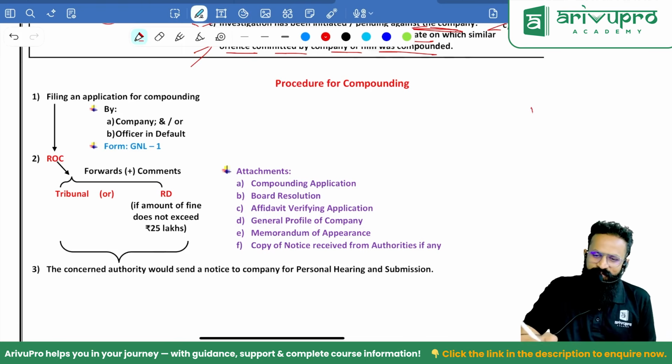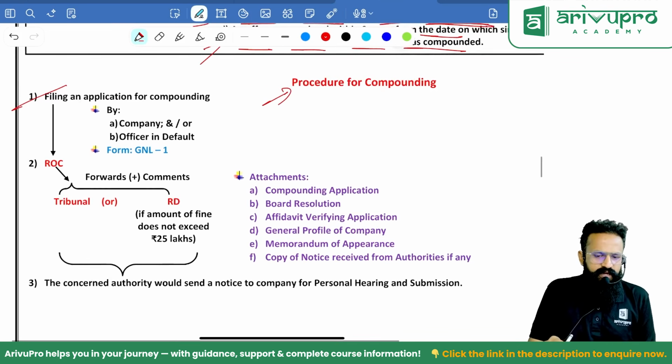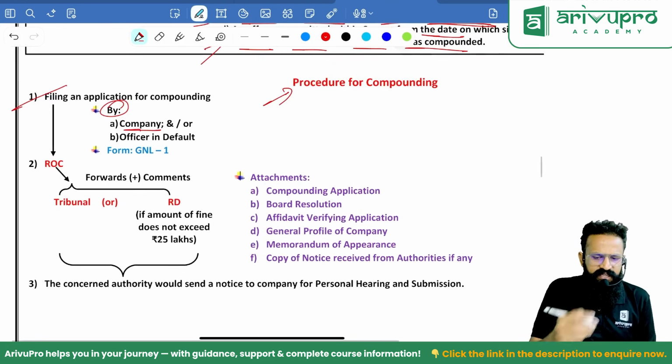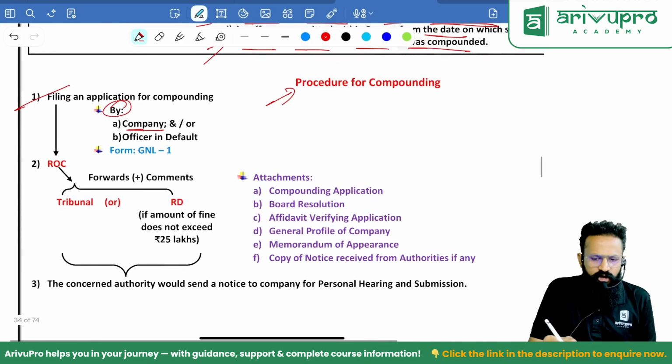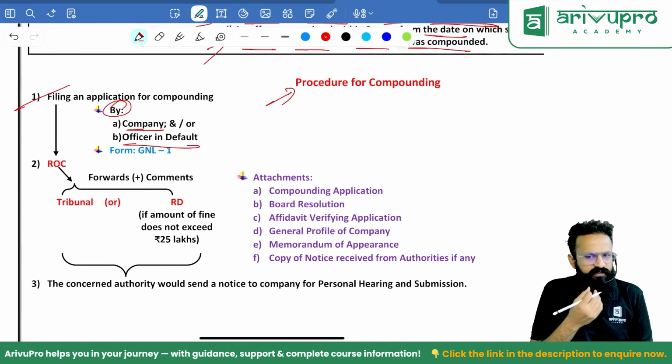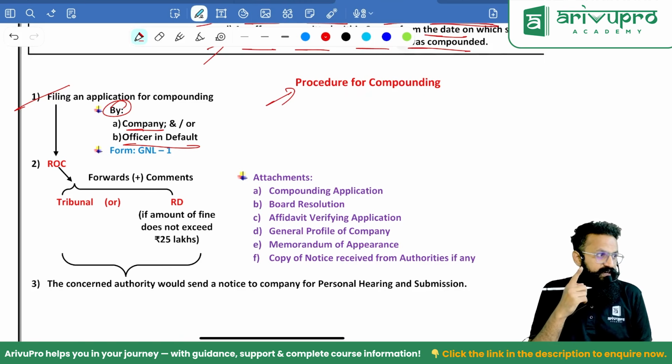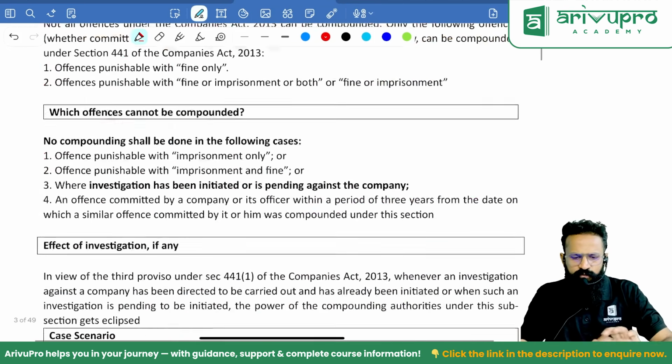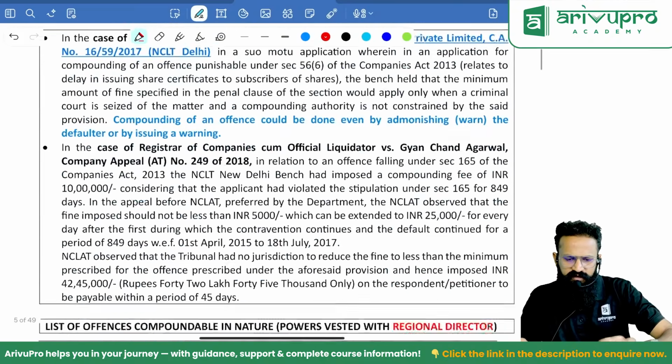Yes. Okay. See, procedure for compounding. Filing an application for compounding. Who will file an application? Application can be filed by the company or officer in default. Who is officer in default? If you remember, in the Companies Act there is a section on officer in default. If you have studied it, you will know the officer in default section.